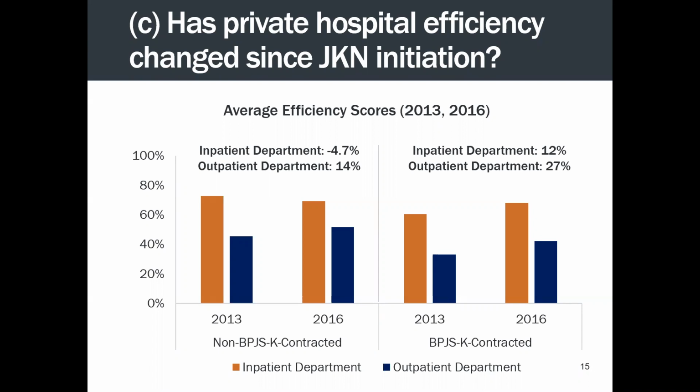While among contracted hospitals, average efficiency increased in both inpatient and outpatient departments, which may be explained by the slight increases in installed capacity and human resources relative to large increases in inpatient and outpatient outputs, as shown in the previous 2 slides. Next.